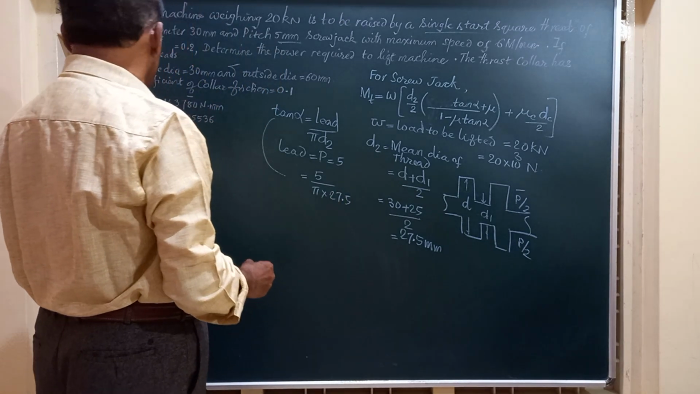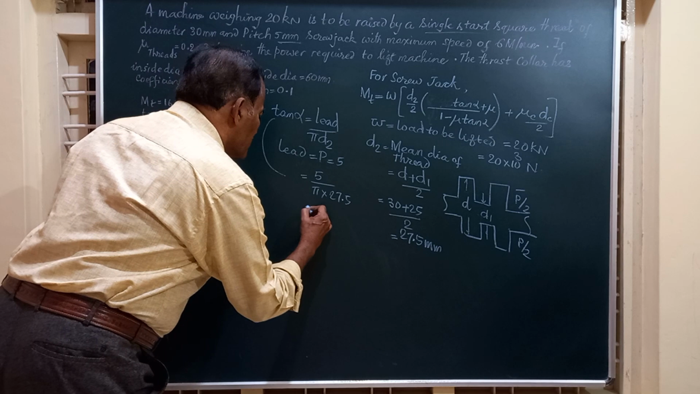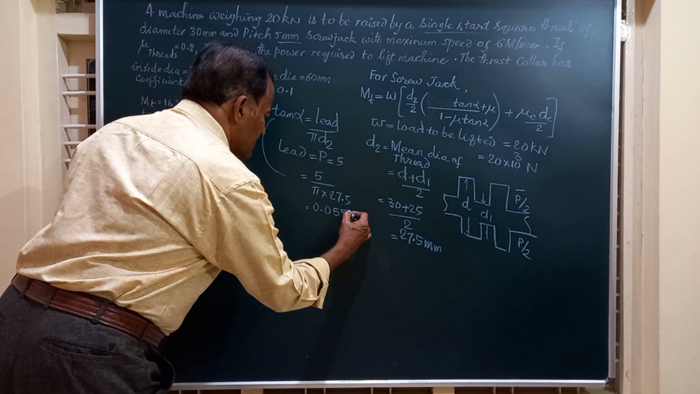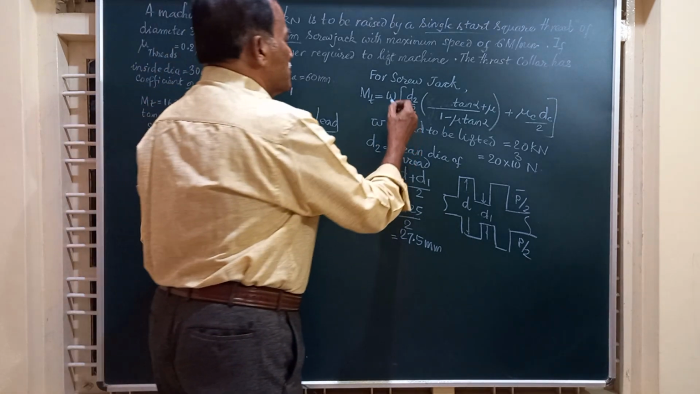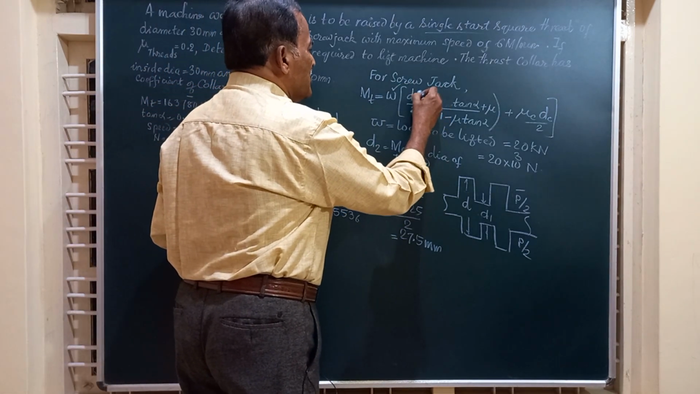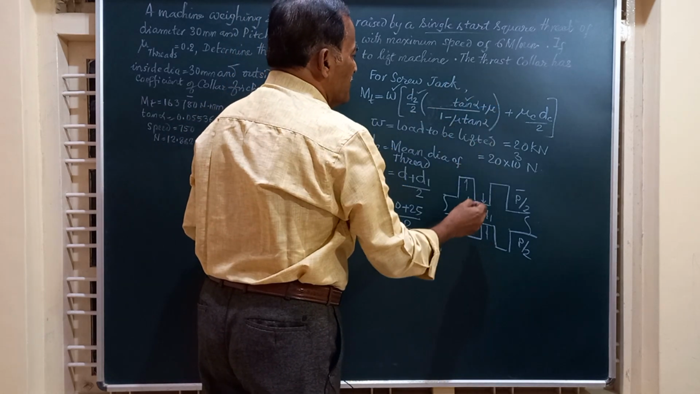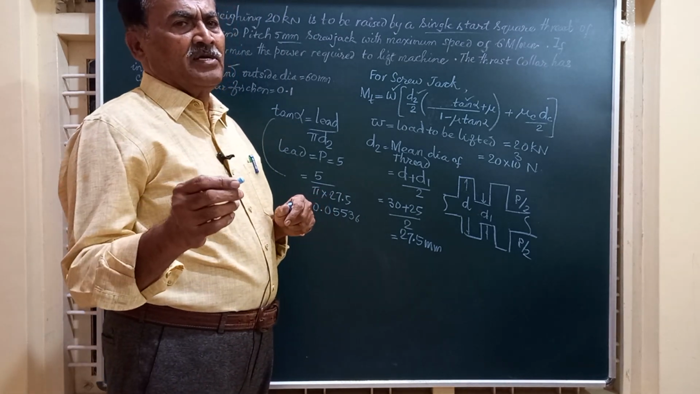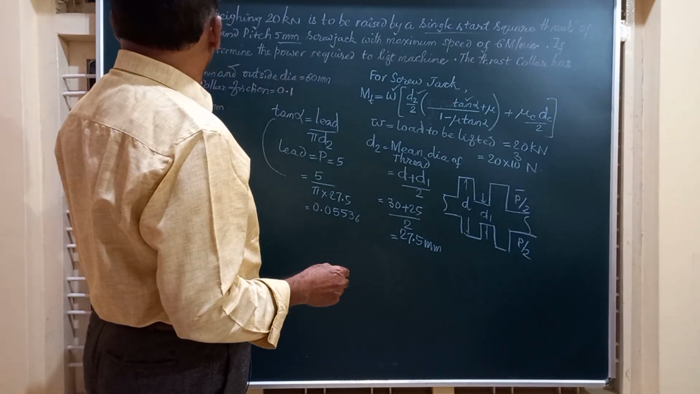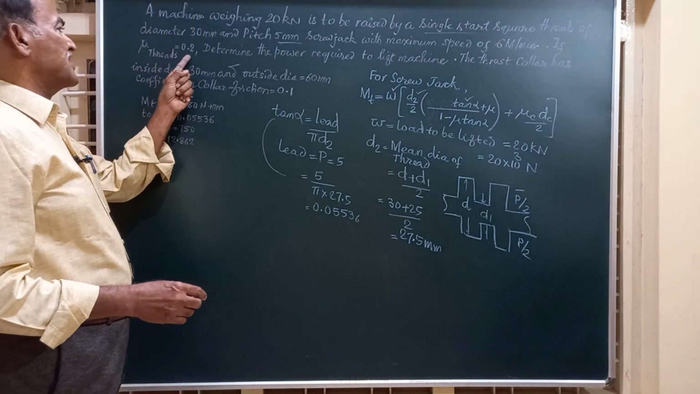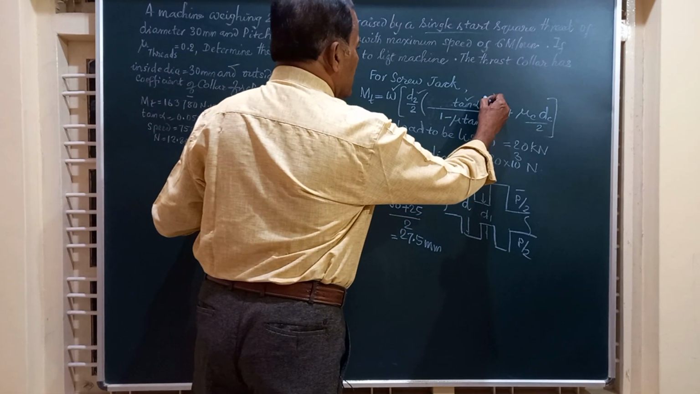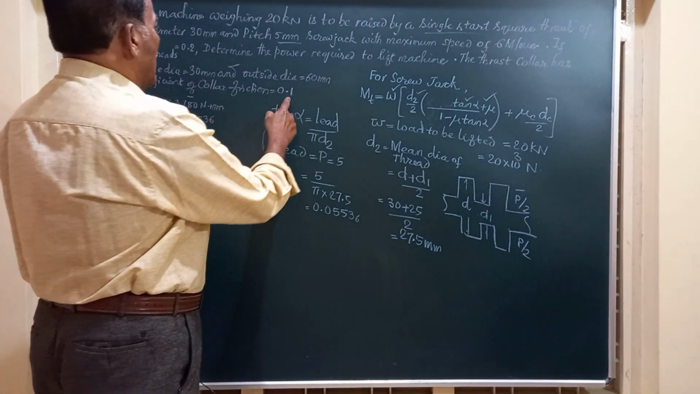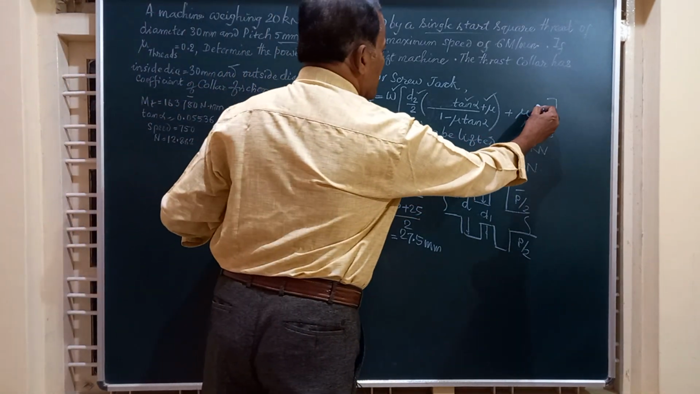And friends, this works out to 0.05536. This is the value of tan alpha. So we have put the value: W is known, D2 we have calculated, tan alpha we know, and then mu. Friends, mu is the coefficient of friction, and this value is given to be 0.2 for the threads. So we know the value, 0.2 here. Then the mu c value is also given as 0.1.